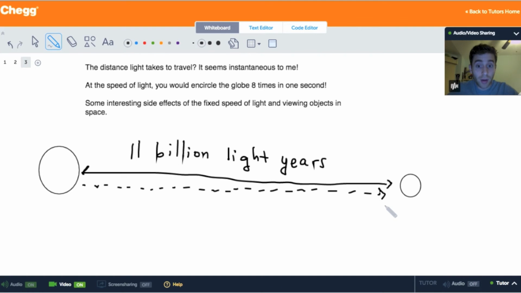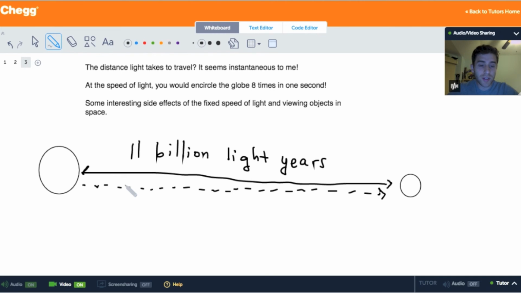So right now, if we were to view a star 11 billion light years away, that star would most likely not even be there at this very moment, because we're seeing the light from 11 billion years ago. That's really cool and very hard to wrap your head around at some points.